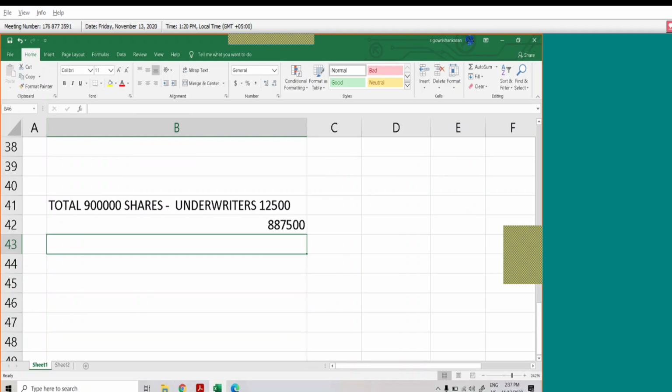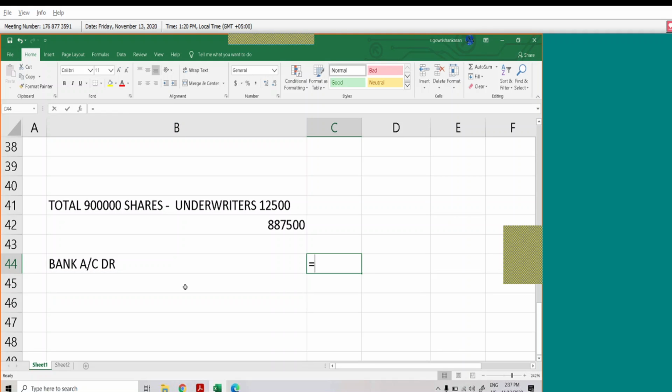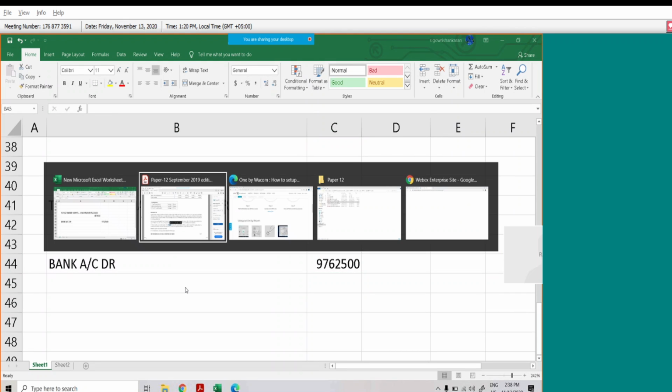Now I will pass an entry for this 8,87,500 separately. Bank account debit 8,87,500 into 11. Total issue price is how much? 11 only, na? 8,87,500 into 11 is 9,76,000.